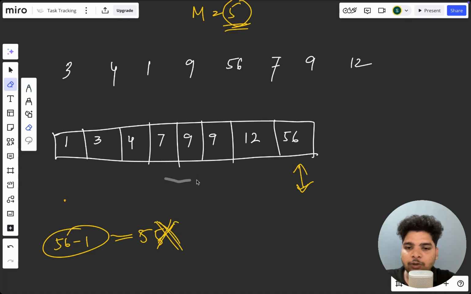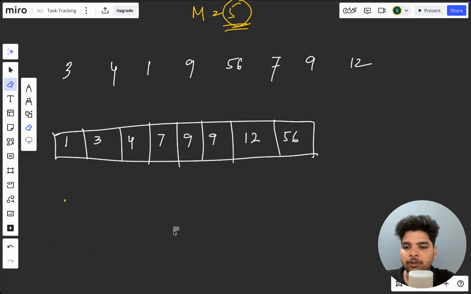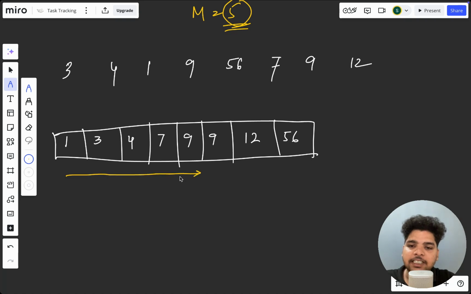So what I could do is take consecutive elements. Let's say I take the first five elements. What is the minimum here? Minimum is 1. What is the maximum? Maximum is 9. So 9 minus 1, the difference here is 8.